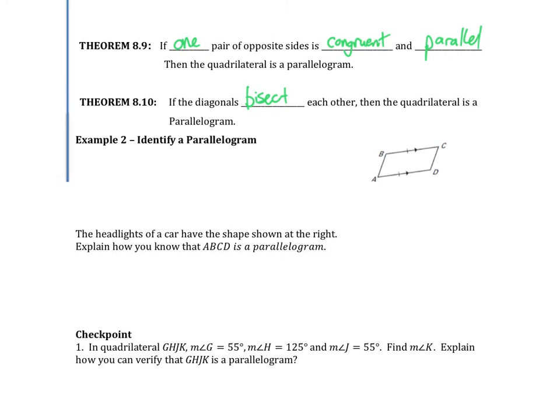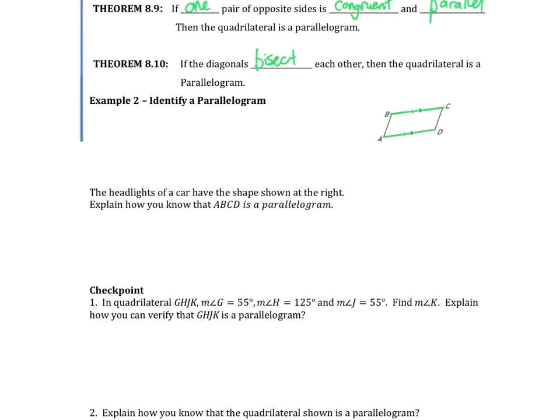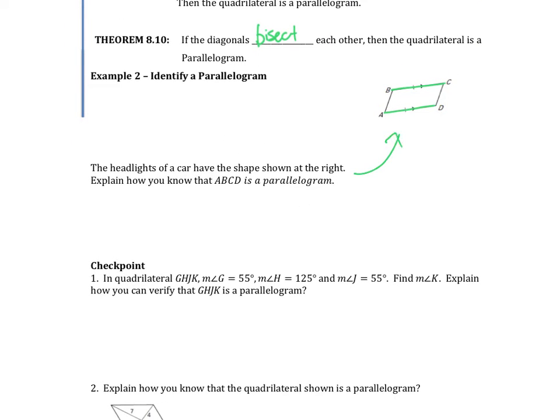Okay, so example 2, if you look at the picture on the right, quadrilateral ABCD, is this a parallelogram? The answer is yes, because the one pair of opposite sides, this pair, is congruent and parallel. This is actually what the problem's talking about, the headlight of a car. Explain how you know that ABCD is a parallelogram. And we would say one pair of opposite sides congruent and parallel would mean it is a p-gram.